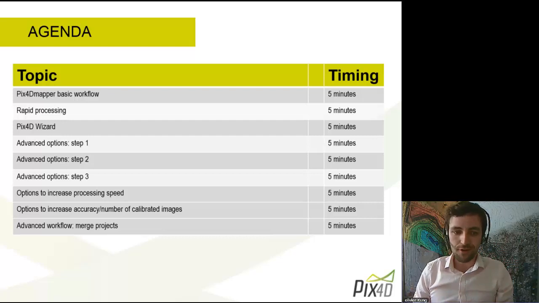Then we will talk about the options which are the most relevant if you need to increase the processing speed, if you want to make the processing faster. Then we also talk about some of the options which are available when the most important thing is the accuracy of the project, or when you have some projects that are not working very well.